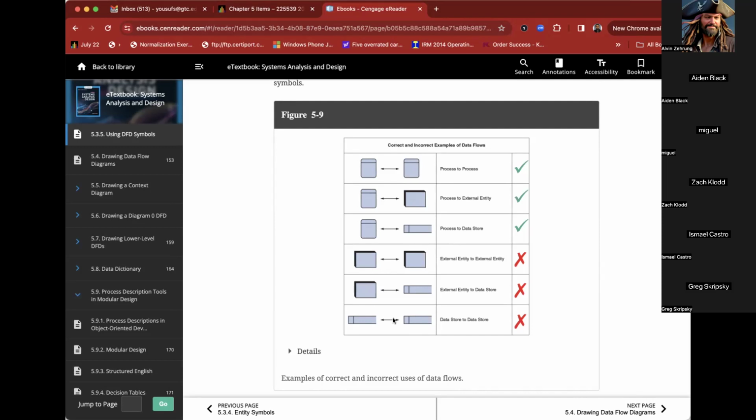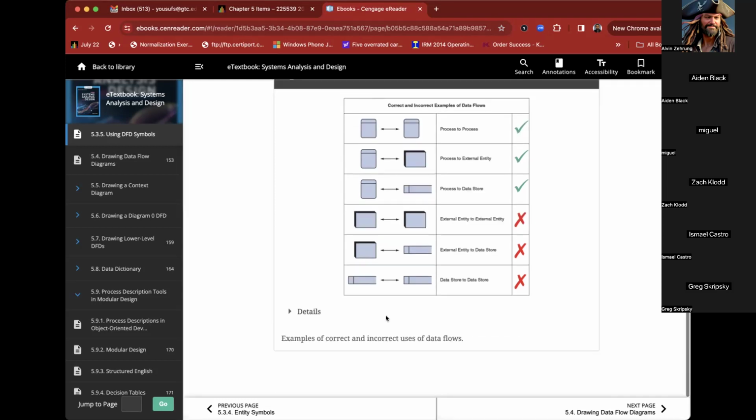So it's kind of the process has to be with the data stores and the external entities. Exactly. Without a process in between, you cannot make two external entities talk to each other. A data store cannot talk to another data store, or a data store cannot talk to an external entity. There must be a process in between. That makes sense.